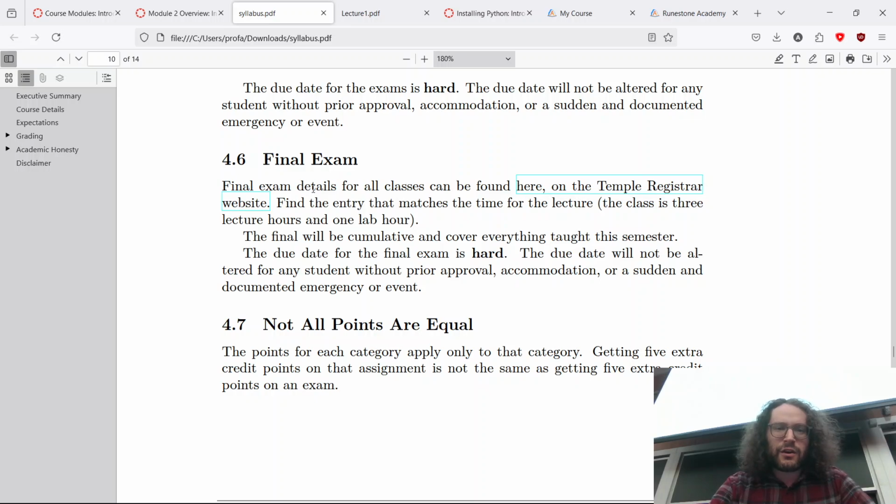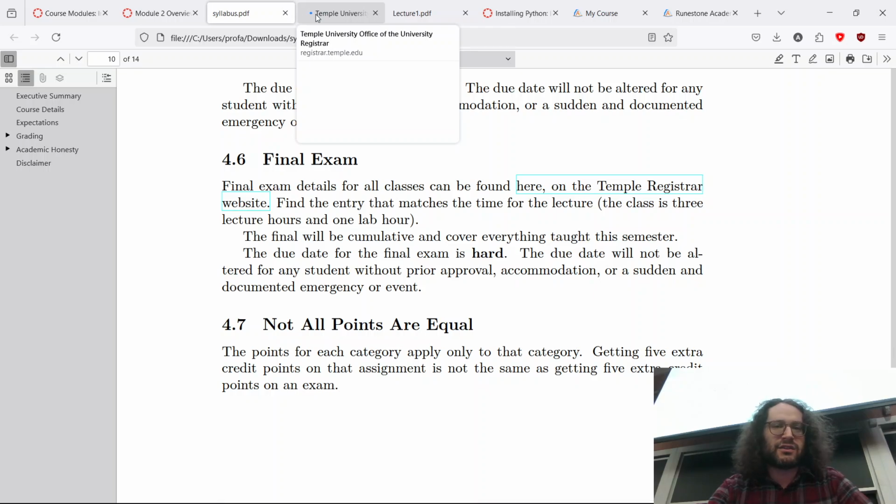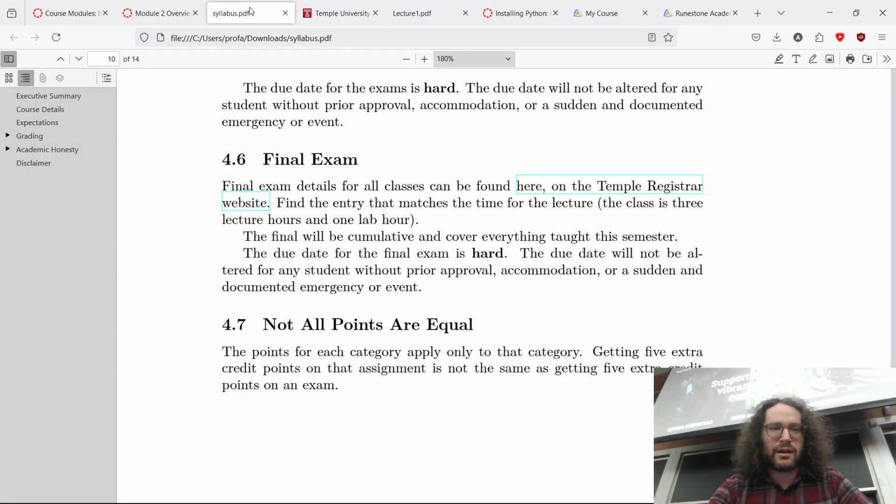Okay, so the final exam, I don't copy and paste the details here. You can find the final exam the same way I do, which is you go to the registrar and look, and they'll have a table that I'll show you later in the semester.